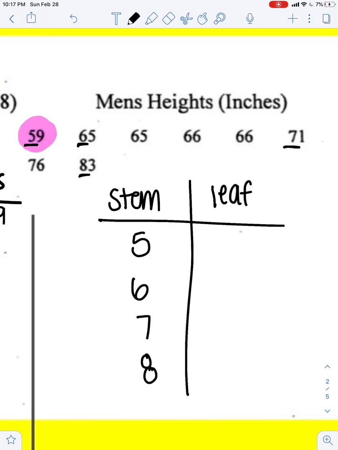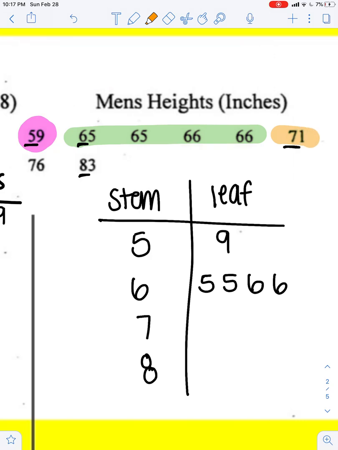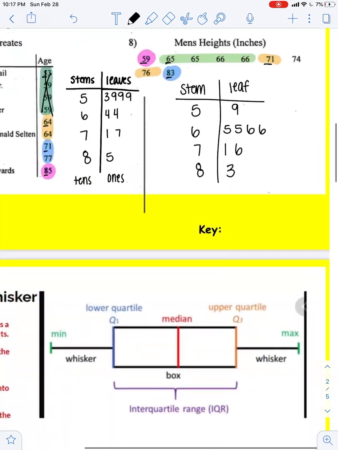So now let's look at what we've got in the 50s. Just 1, and it's a 9. Over here we've got 60s, and we've got 4 numbers in the 60s. So I have 65, 65, 66, 66. In the 70s, I have 71 and 76. And then in the 80s, I have 83. And so that is how you make a stem and leaf plot.